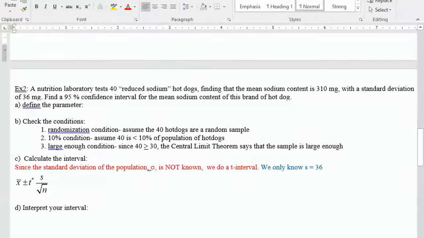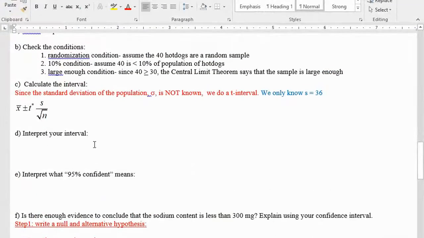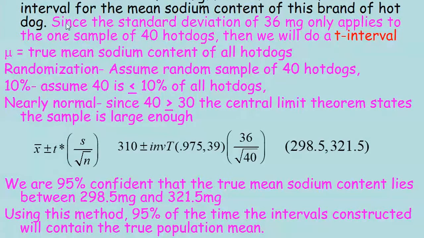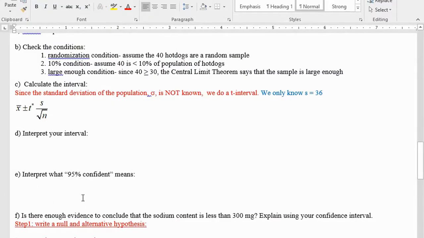So on your notes, we are on interpret your interval. So I just did. We are 95% confident that the true mean sodium level lies between 298.5 and 321.5 milligrams. And then it asks you to interpret the level again. So using this method, 95% of the time, the intervals constructed will contain the true population parameter, or now you can say the true population mean. So those are still the same as always. We can skip letter E because it's the same thing.